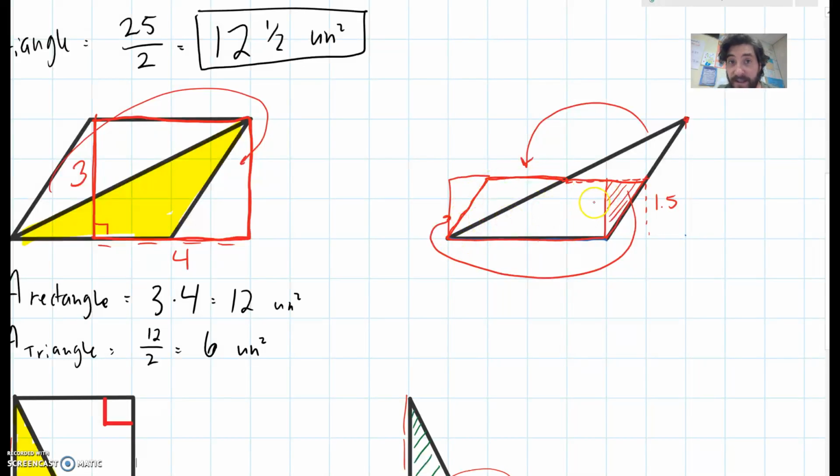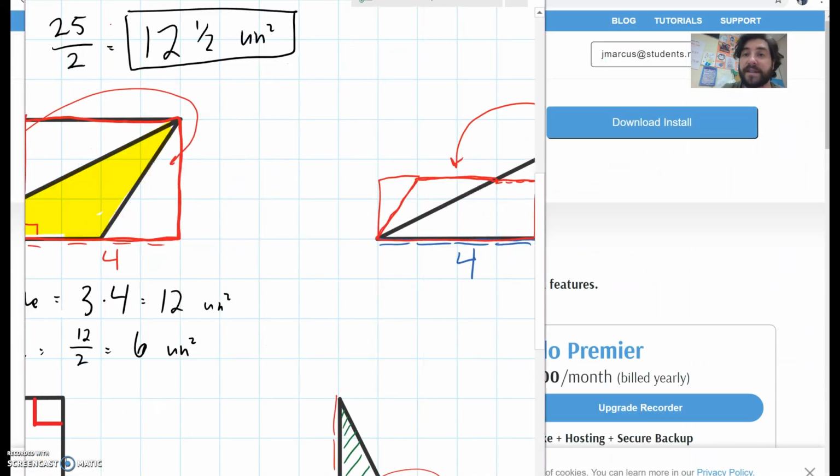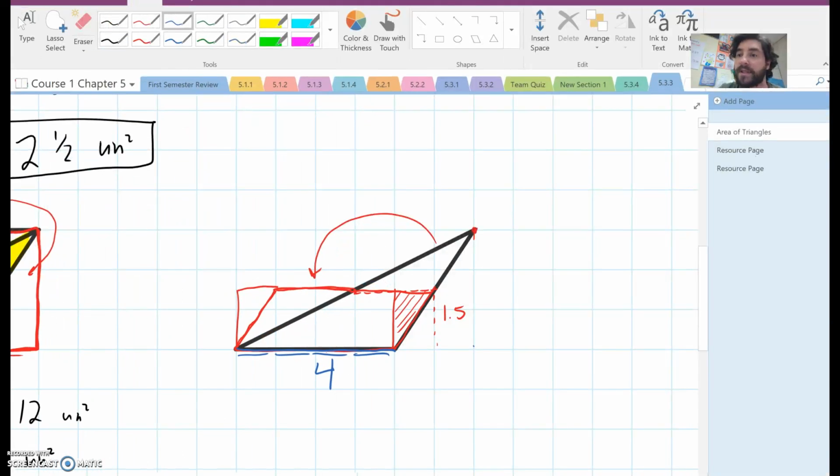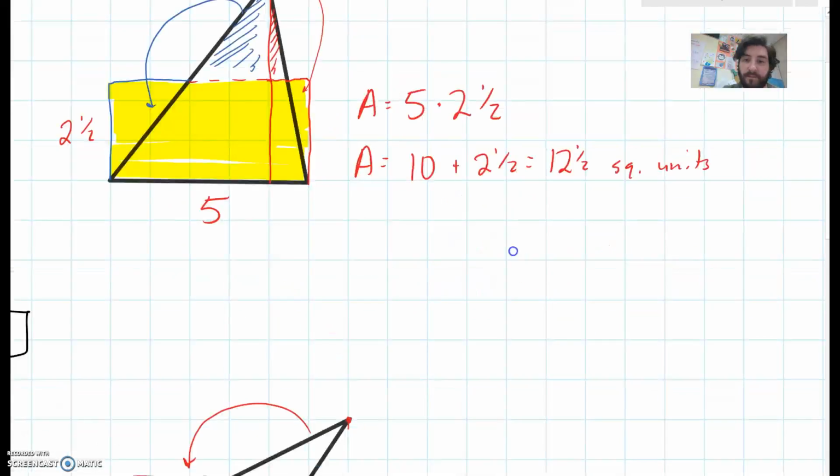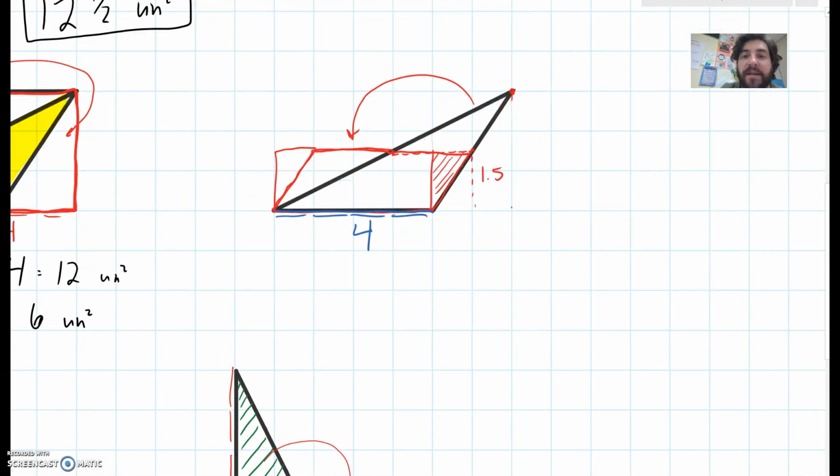What's important is that the new rectangle ends up having the same exact base, 1, 2, 3, 4, as the triangle that we started with. So the triangle has a base of 4. And what's the height of this rectangle? Well, the height of the triangle was 3. The height of our rectangle is half of that, which is 1.5.